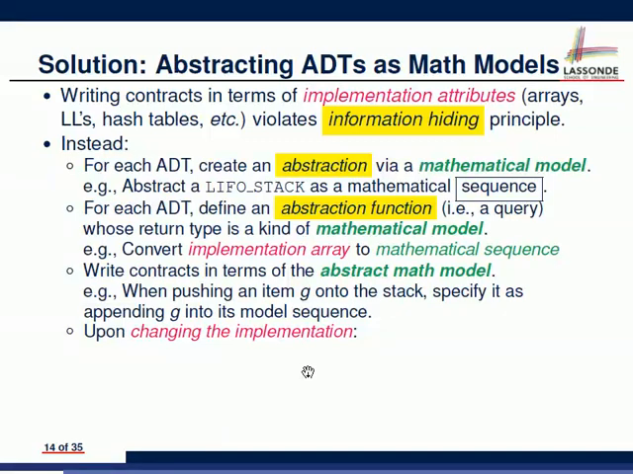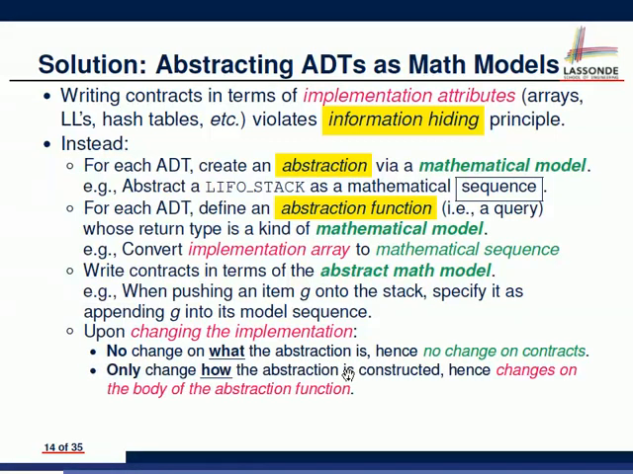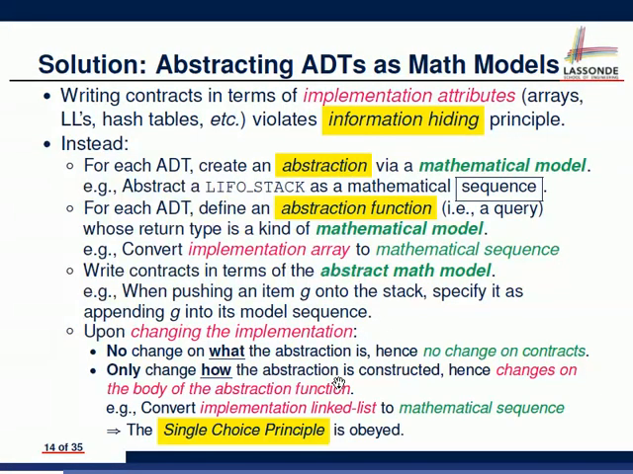Okay, so when you change the implementation from one version to another, all you got to change is basically how you actually create an abstraction function. And because there's only one single place you change, namely the abstraction function, the single choice principle is obeyed. Okay? Guys, any questions before I give you a little bit of review for the math? Okay? Are we okay? Yeah, okay.